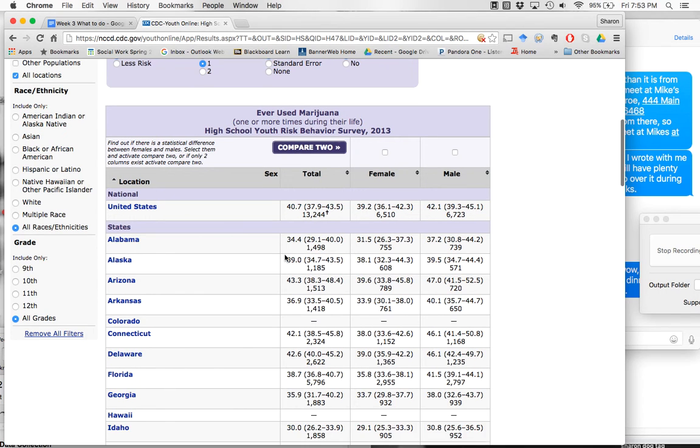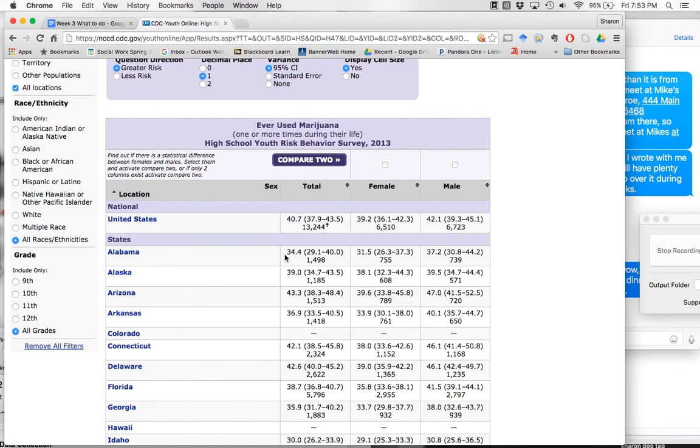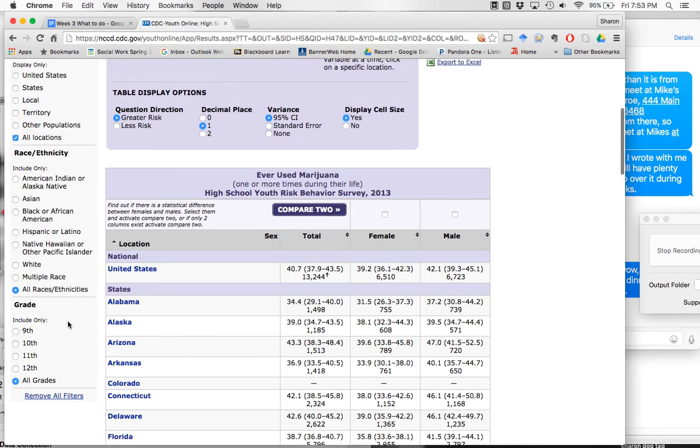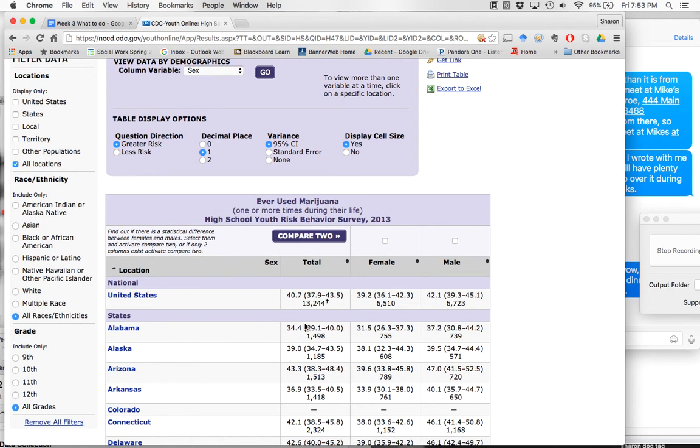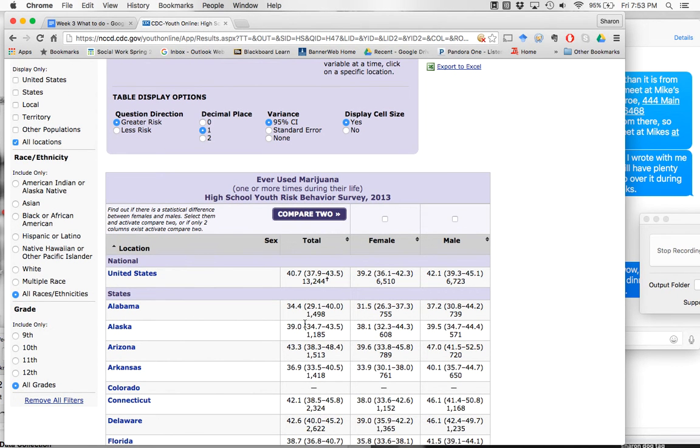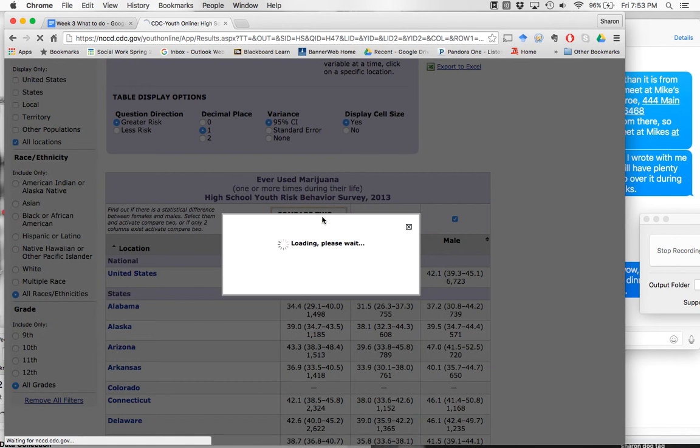What's interesting about this data is that you can compare different demographic factors such as grade level, race, ethnicity, and also gender, to see if there are statistically significant differences between the two. If we wanted to know if there was a difference between ever using marijuana, which is considered one or more times in their lifetime, between males and females, we would click on these boxes here and then click on Compare To.